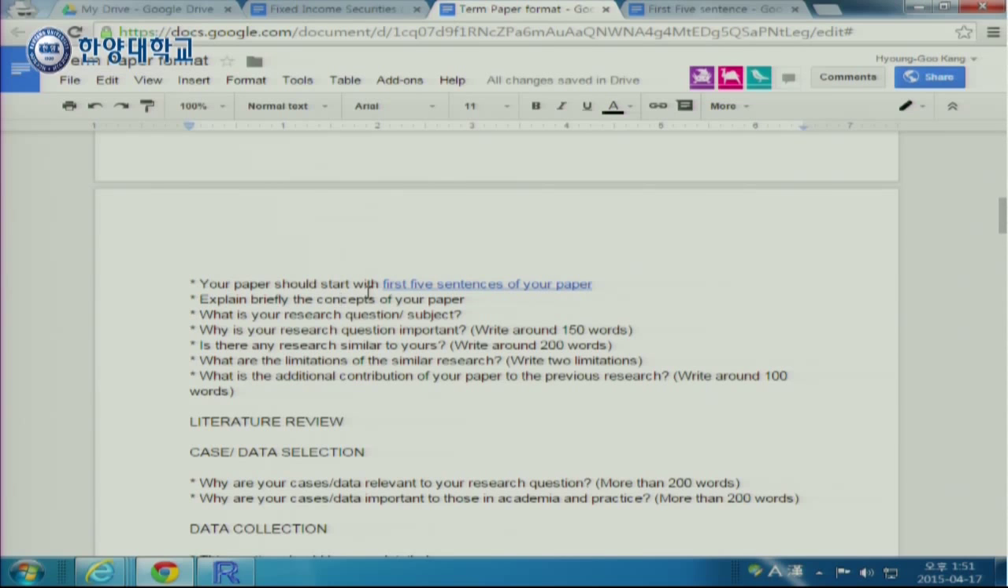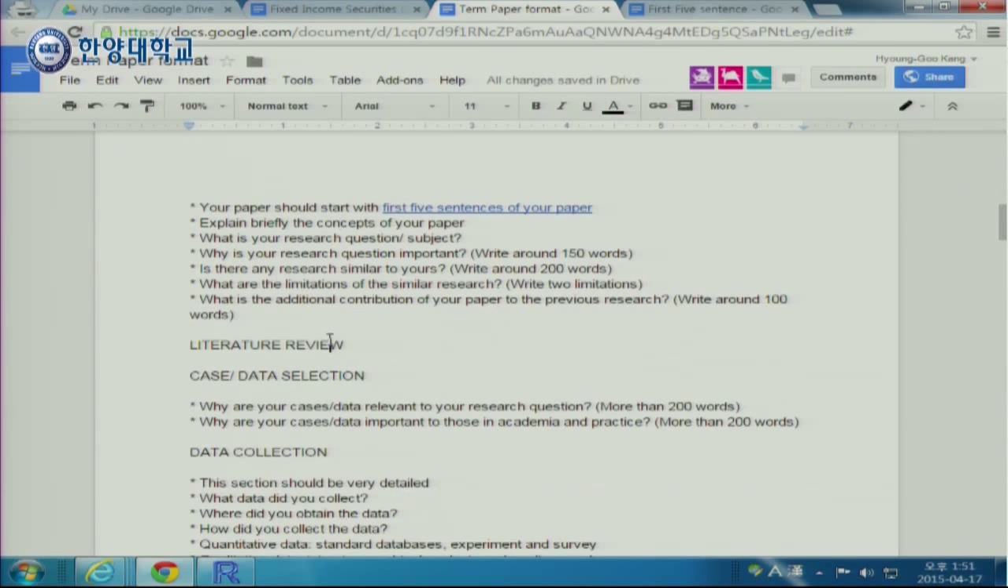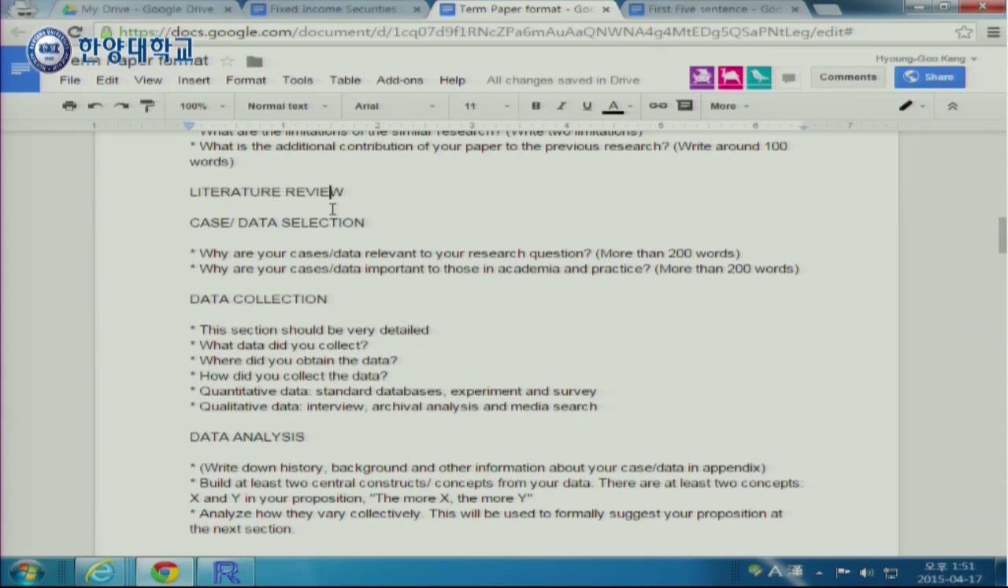Existing literature is the papers somebody has already written, academic papers, existing academic research. Like the 10 papers you collected. And then second, after the introduction, you write the literature review. And then third, the third section is case and data selection.